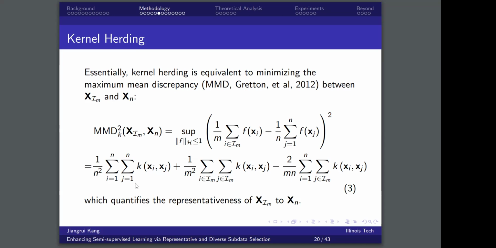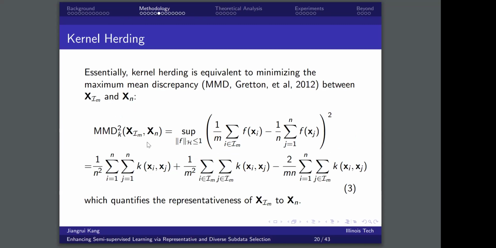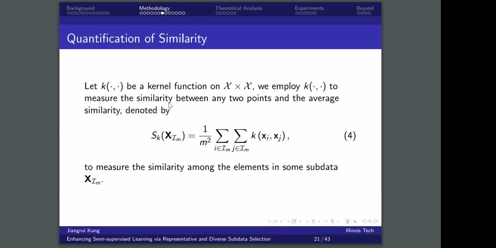And this quantifies the representativeness of the subdata to the full data. So we are using the MMD for quantifying the representativeness, and observe that this term evaluates the similarity between each pair of points. Here K refers to a kernel function, which measures the similarity between any two points, and this one is actually the average similarity.